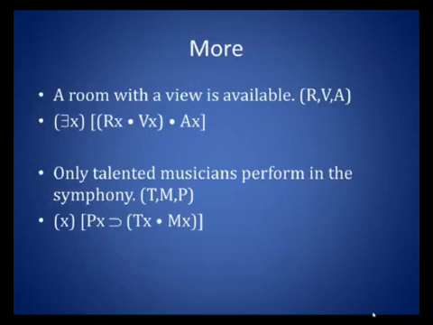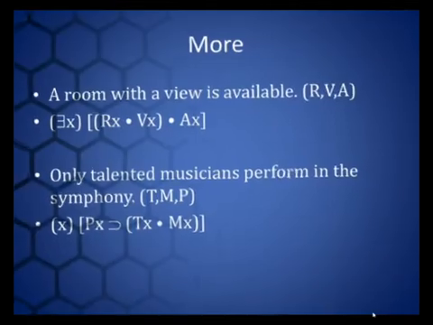Only talented musicians perform in the symphony. T stands for talented, M stands for musicians, and P stands for perform in the symphony. So what do we have here? For all X, if X performs in the symphony, then X is talented and X is a musician. Again, don't forget that the word only indicates to us right there that it's an exclusive proposition, and thus that first part will be moved to the consequent.